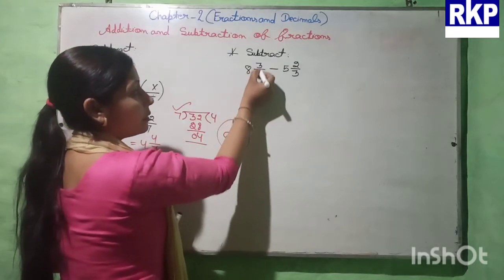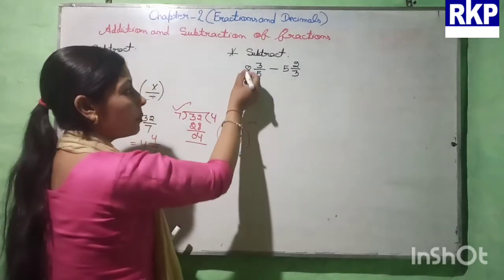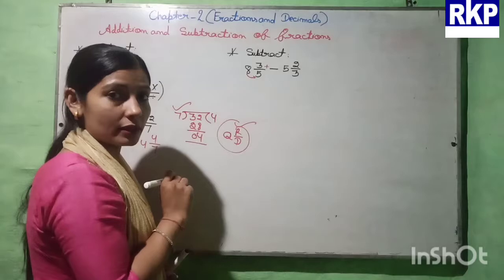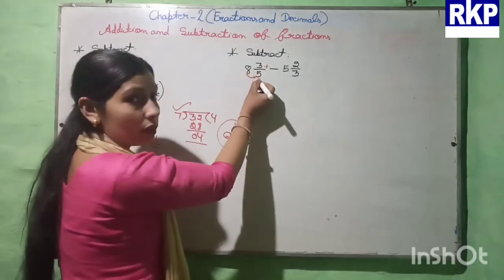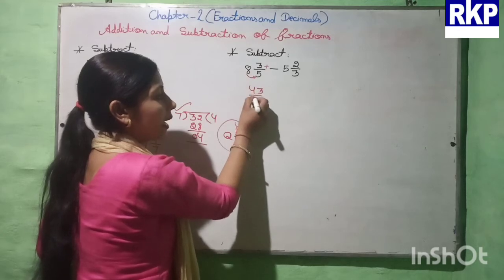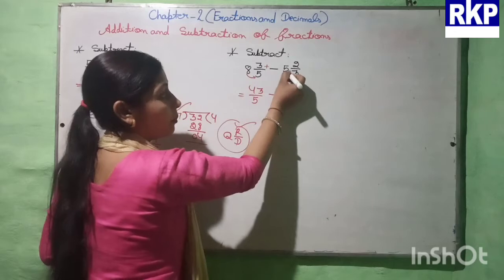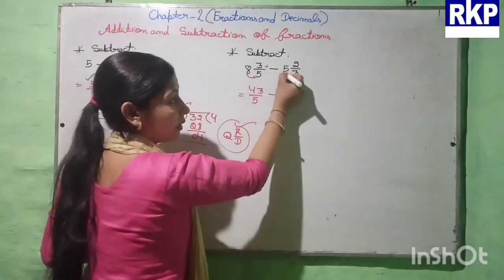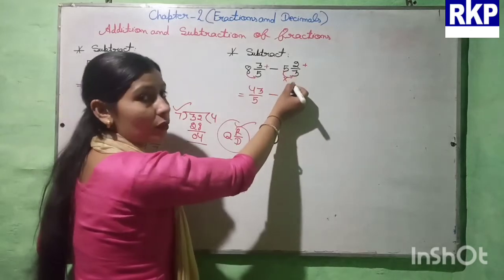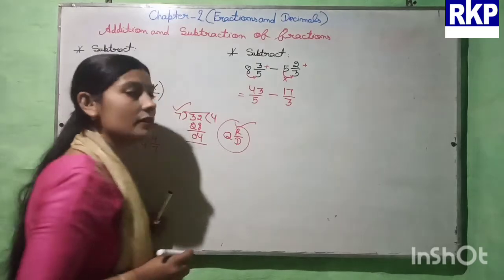Here 8 and 3 by 5. So we have to multiply this 8 with 5, means whole number part with the denominator, then add numerator. Okay, so 8 fives are 40, 40 and 3, 43 by 5, minus. Now 5 multiply 3, 5 threes are 15, then add numerator. So 5 threes are 15, 15 and 2, 17, 17 by 3.